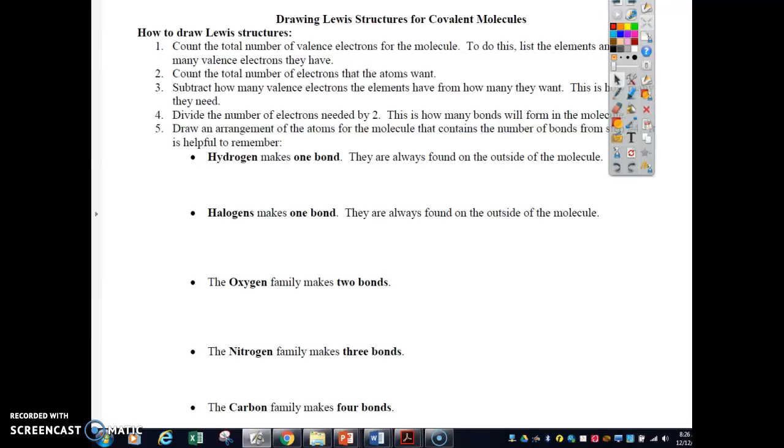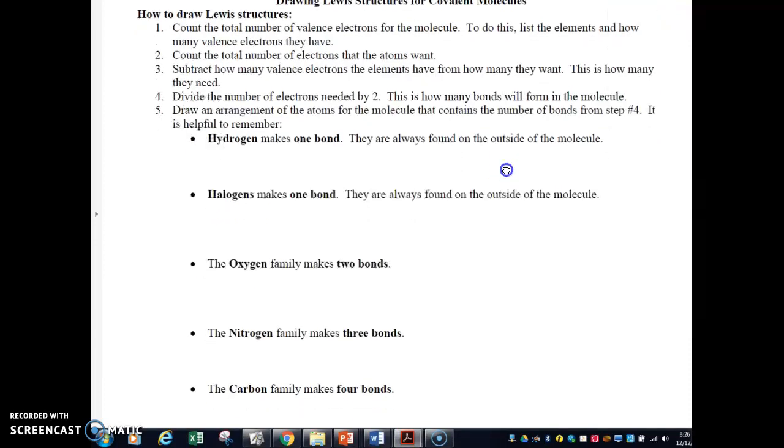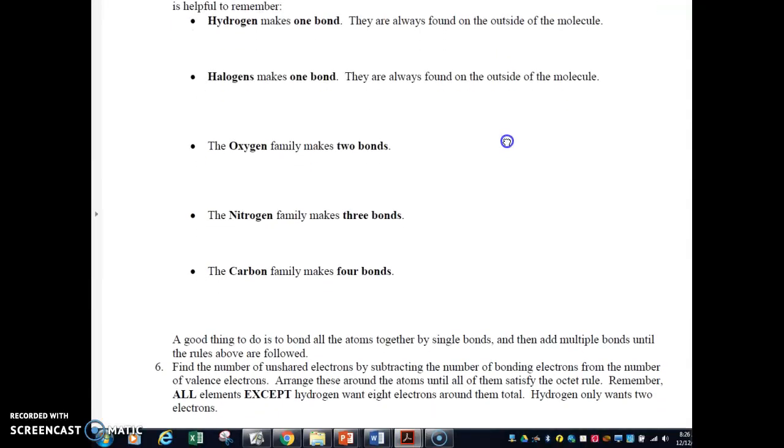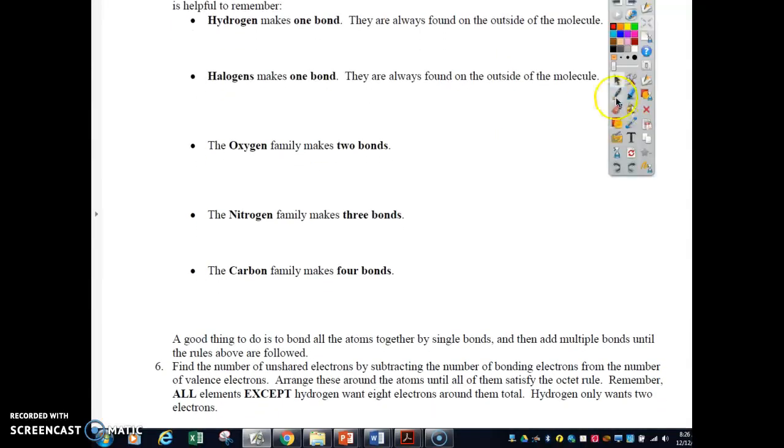In this video, I'm going to go over how to draw those structures for covalent molecules. There are some guidelines written here that I'll show you an example of on the next page. What's written under that, where the bullet points are, would be very valuable for you to remember.